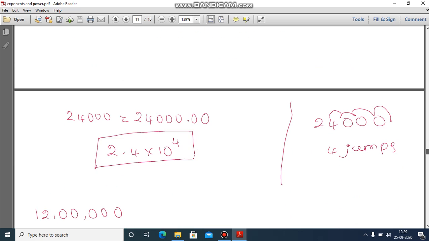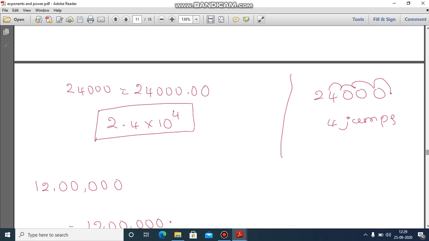24,000. So how can we write this one? Let me consider jumps to the left. Here 0, 1 jump. How many zeros? 3 zeros. So 1, 2, 3 and 4 jumps. That decimal point would become 2.4. How many jumps? 4 jumps. That gives 10 to the power 4. So that will become 2.4 into 10 to the power 4.